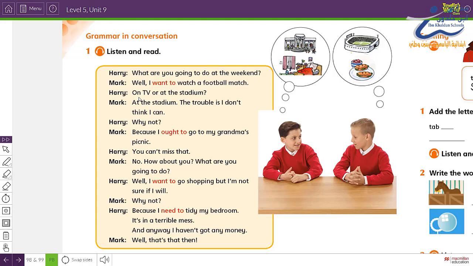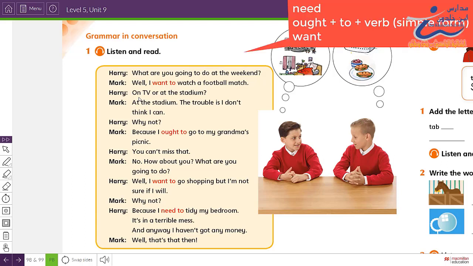Okay, before we start, I'm going to explain something very important. We are going to differentiate between want to, ought to, need to. Are they the same? Or are they different? Okay, they are different. The only thing that they are the same in is they are all followed by the clean form of the verb, the infinitive. We call it infinitive. But what are the differences among them?